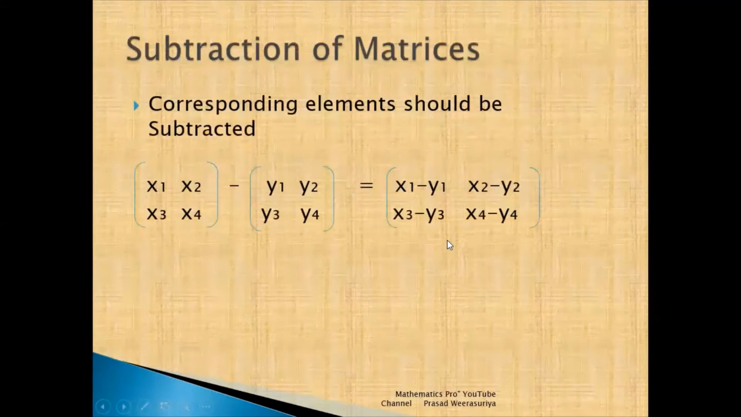Subtraction of matrices. To get the resultant matrix of subtraction, you should subtract the corresponding elements. x1 minus y1, then you will get x1 minus y1. In the same way, you can follow the same method to get the resultant matrix like this.